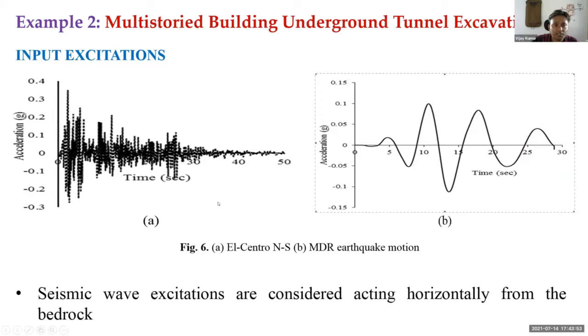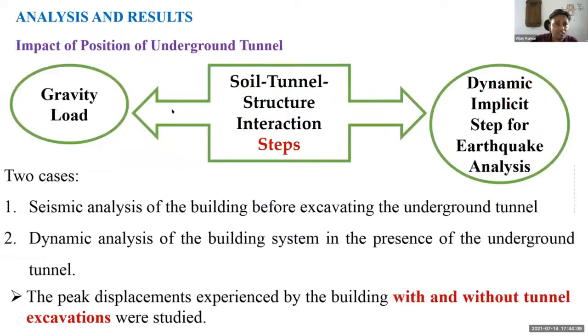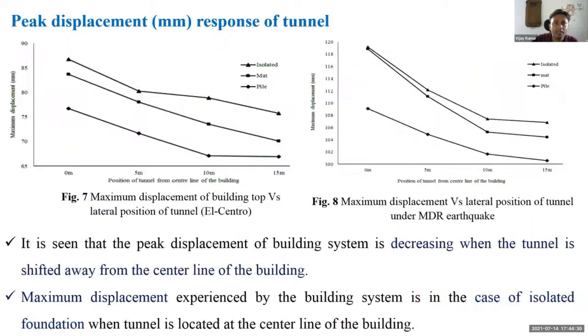For the second problem, two input excitations, El Centro North-South and the MDR earthquake motion, of 0.35g for El Centro and 0.1g for the MDR earthquake motion, have been applied to the bed of the system. The steps taken were: first the gravity load was applied to the system, then the dynamic implicit method for the seismic excitation was applied. Two cases have been studied, the building before excavation and after excavation, and the peak response of the building has been observed.